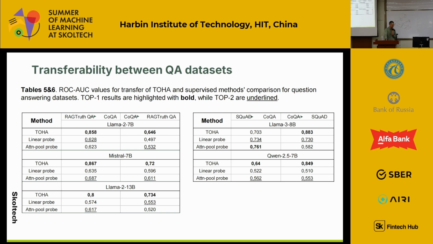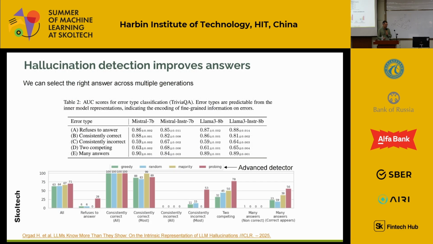And if we look at the transfer between our dataset and other datasets like CoQA and SQuAD and so on, we see that our approach in almost all cases is the best, and we still have a reasonable ROC AUC in the classification problem of detection. Is it a hallucination or not in this way?